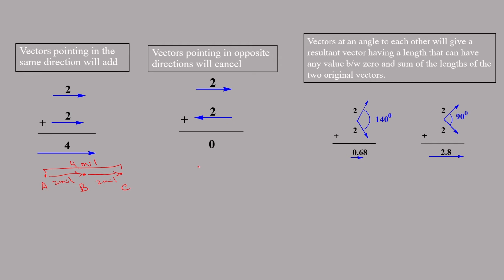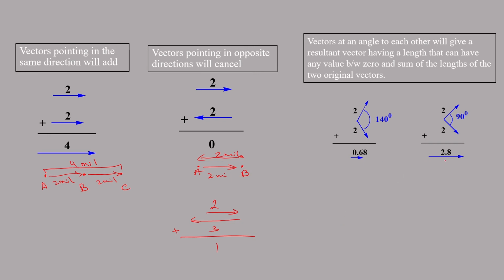You can understand this: you have a bus at point A that goes to point B, 2 miles, and then comes back to point A, 2 miles. So you can simply see that they just cancel each other. But if the vectors are in opposite directions, but the quantity is different, then there will be some net result.